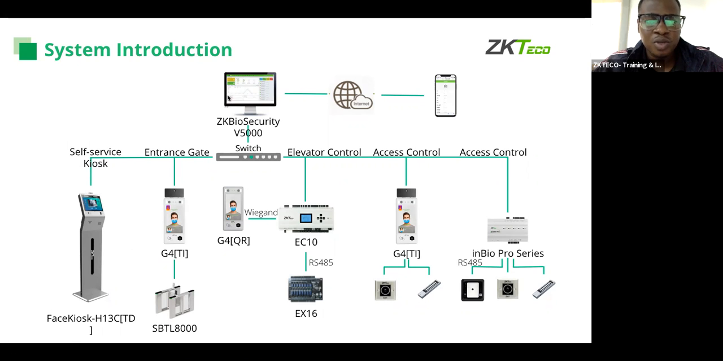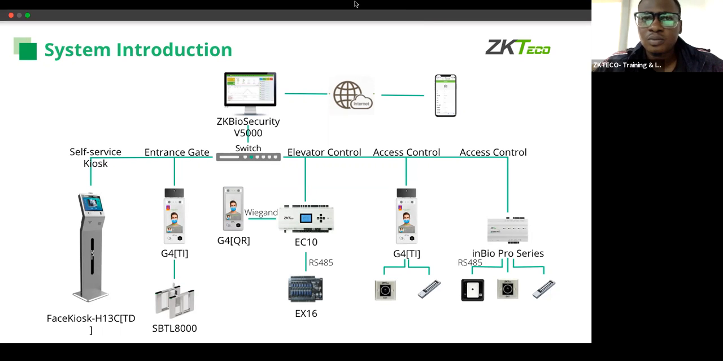ProFace to the FaceKiosk module. You connect your SBTL, which is your entrance control system. You integrate your SBTL with the device, then you make the connection of those devices. You make the connection to the entrance module on Biosecurity V5000. So don't worry, I'll be showing Biosecurity V5000 and we'll all be seeing it.